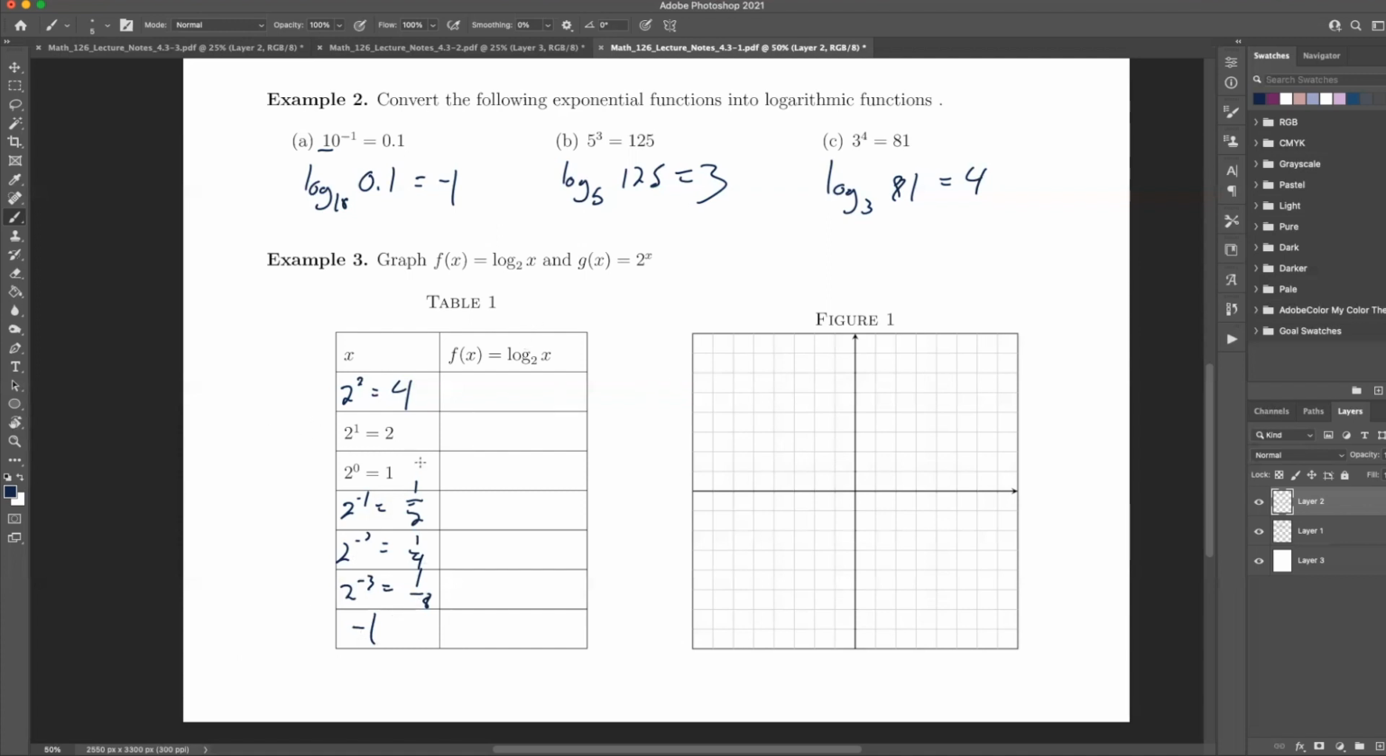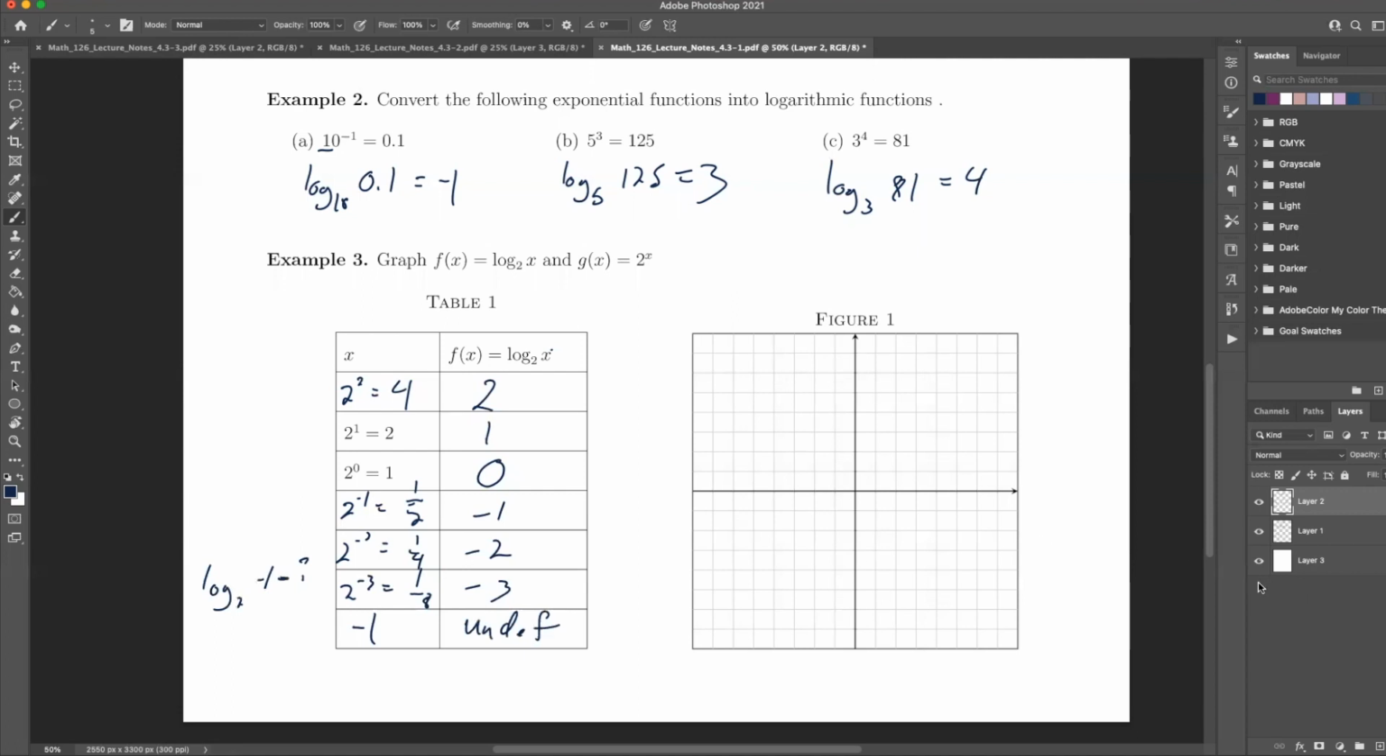So here, if we find log base 2 of x, log base 2 of 1 is 0. If I choose log base 2 of 2, when my x equals 2, the answer here is 1. If my x is 4, the answer here was 2. If my x was a half, I get negative 1. If I was a fourth, I got negative 2. And if I was an eighth, I got negative 3. And so the question is, log base 2 of negative 1 is equal to what? And the answer here is undefined.